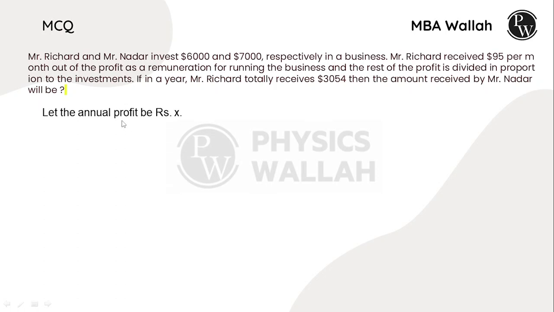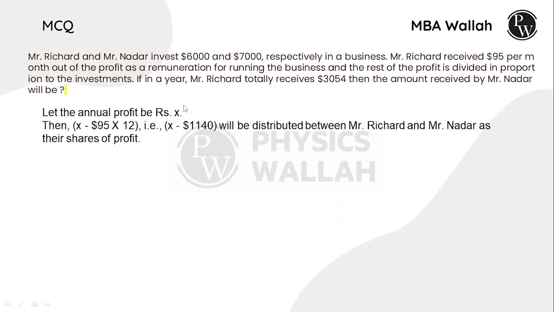First of all, since we don't know the total profit of the company or total profit earned by Mr. Richard and Mr. Nadar, let the annual profit be X. That is, the total profit earned in a year be X. Now it is mentioned in the question that Mr. Richard received $95 per month out of the profit as a remuneration. So, if the annual profit is X and every month Mr. Richard is receiving $95, then the remaining profit which will be distributed between Mr.